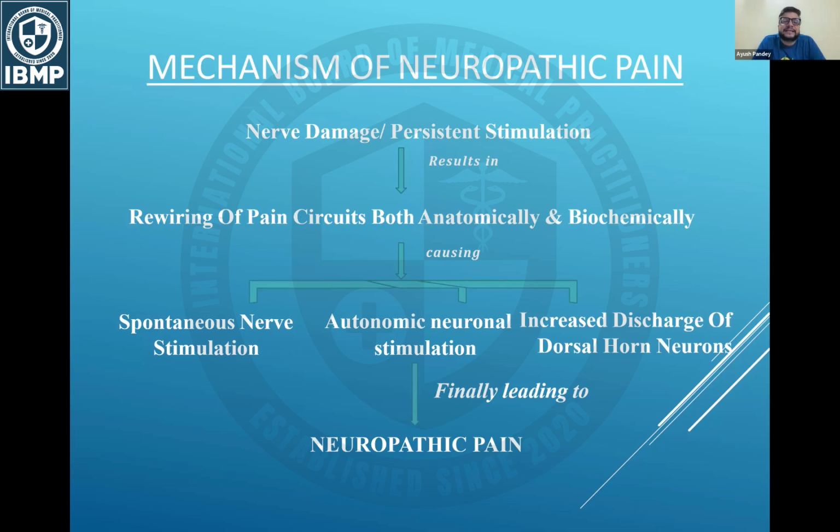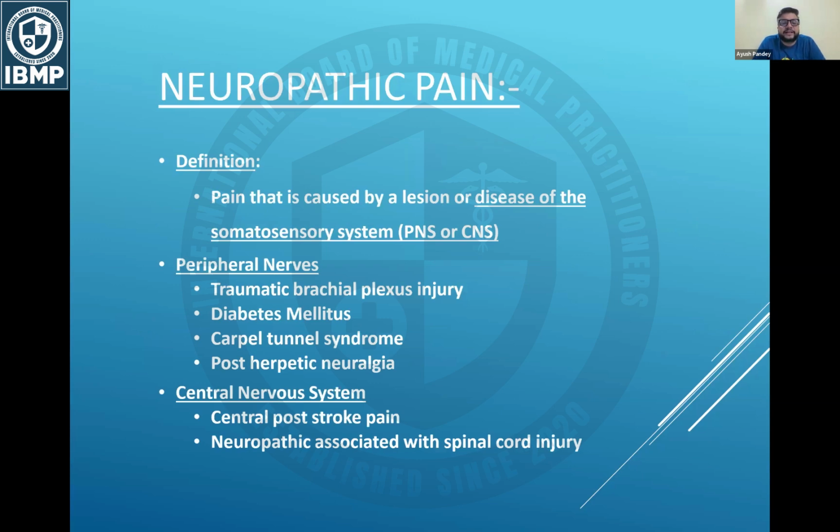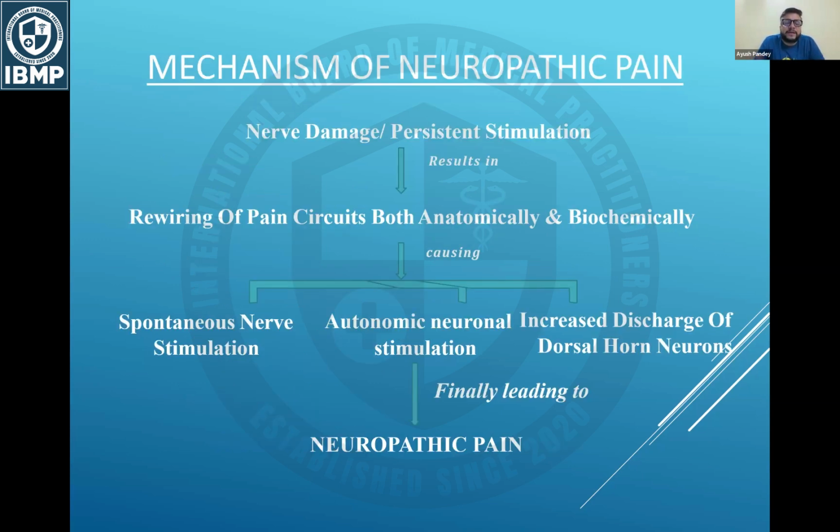Because of this persistent stimulation, there is rewiring of pain circuits, which we'll be discussing in the further slides. What exactly are these circuits? These circuits rewire and readjust themselves both biochemically and anatomically. Because of that rewiring, it leads to either spontaneous nerve stimulation, autonomic neural stimulation, or an increase in discharge of dorsal horn neurons of the spinal cord, which finally causes neuropathic pain.